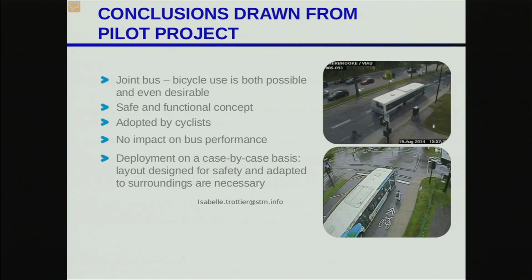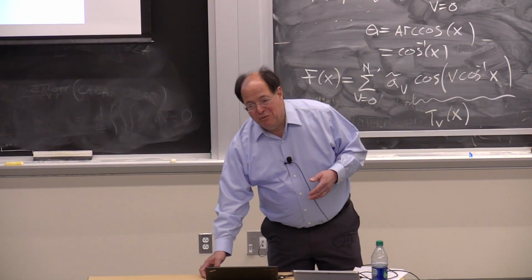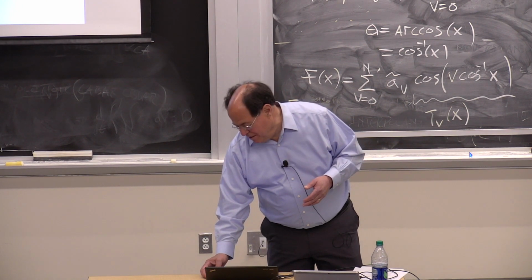There's a bunch of examples. The conclusion, John, from the first pilot project was it's both possible and even desirable. It's safe and it's functional. The cyclists like it. The bus performance, they used to have the lane by themselves, now they don't. It's not gone down. And they're deploying it now on a case-by-case basis, depending a little bit on the layout of the streets and the lanes. And so my little commercial is we need to do this for mobility in the Boston area.